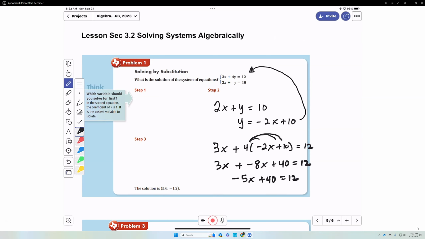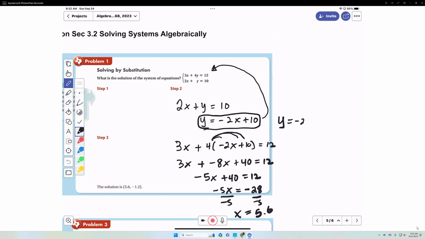Next, I'm going to subtract 40 from both sides. So I have negative 5x equals negative 28, divided by negative 5. So x equals 5.6. Now we're not done with the system. We have to go back, and you can go back to this equation and substitute. So we have y equals negative 2 times 5.6 plus 10. So I went ahead and substituted the value of x, which is 5.6, and so the value of y equals negative 1.2. So the solution is 5.6, comma, negative 1.2.